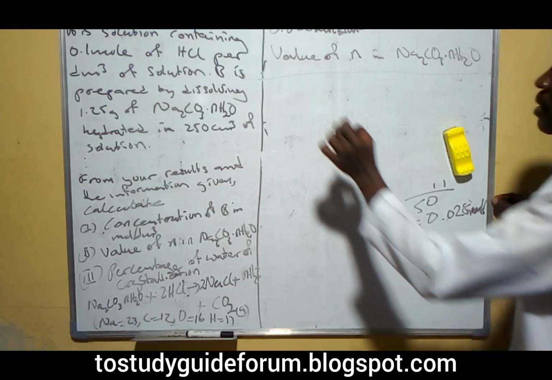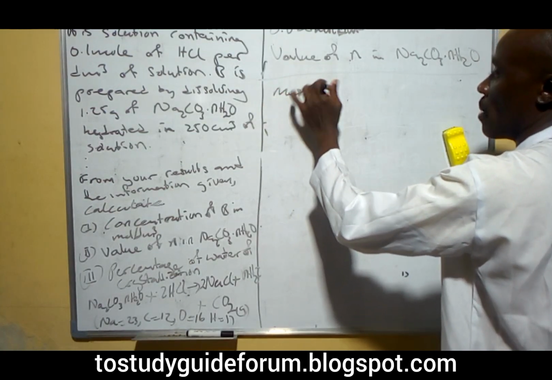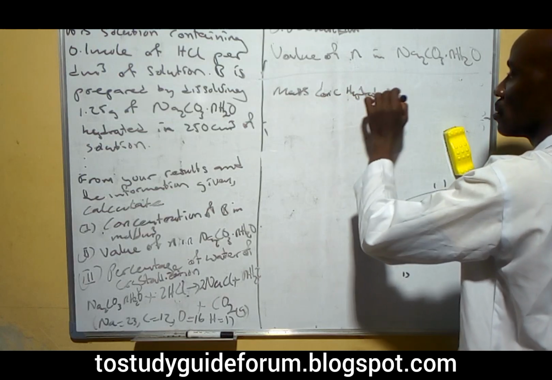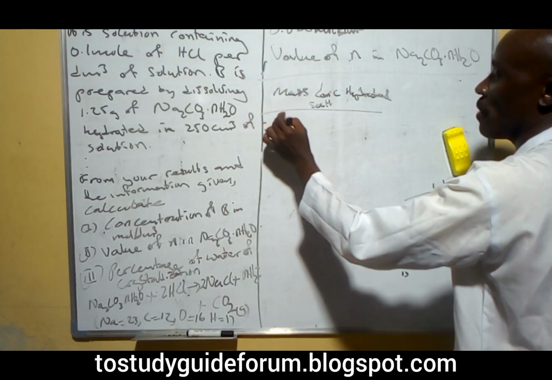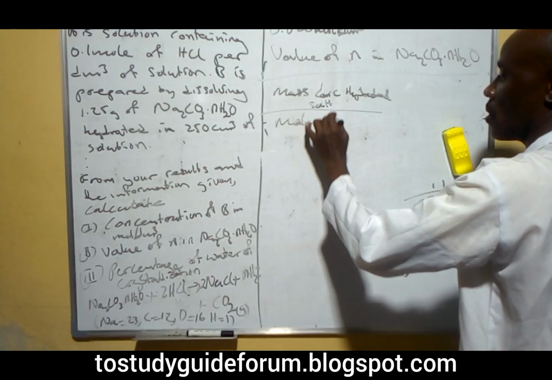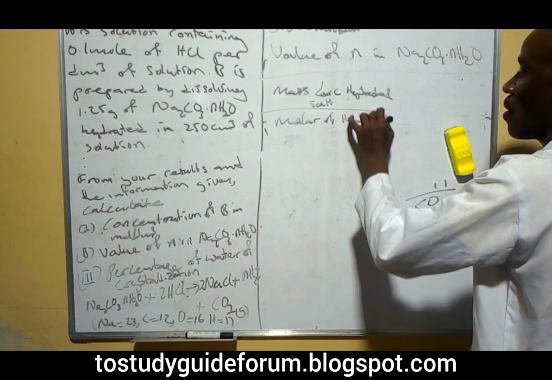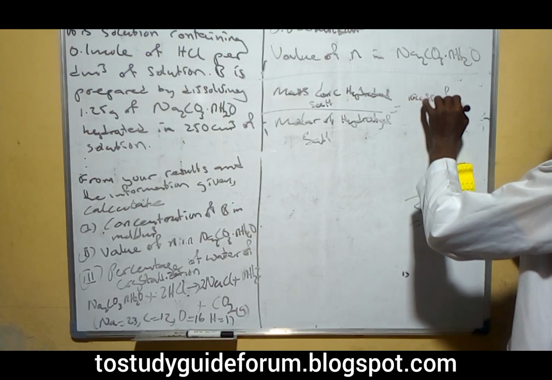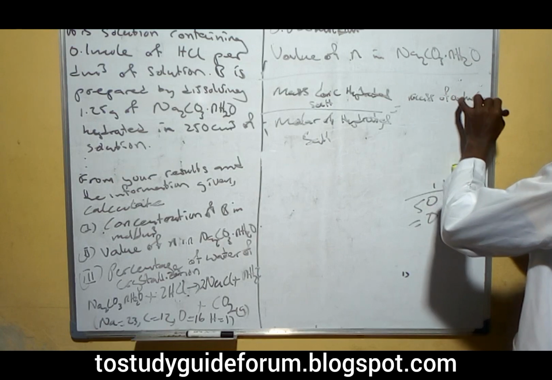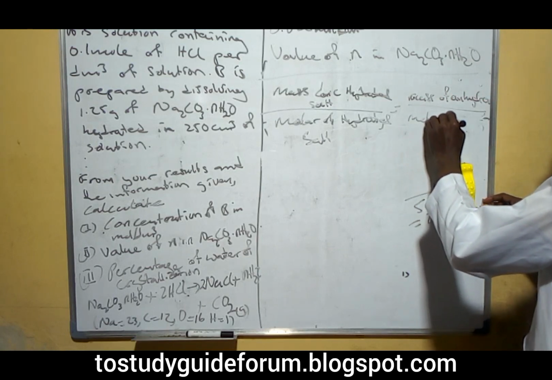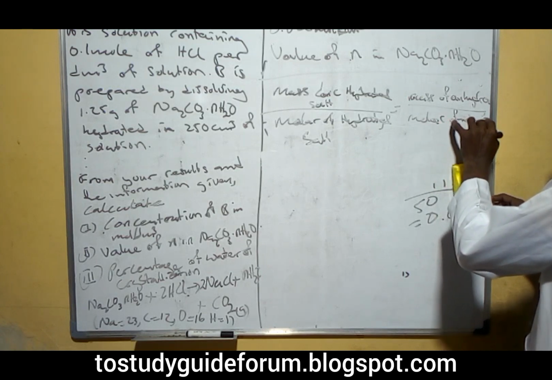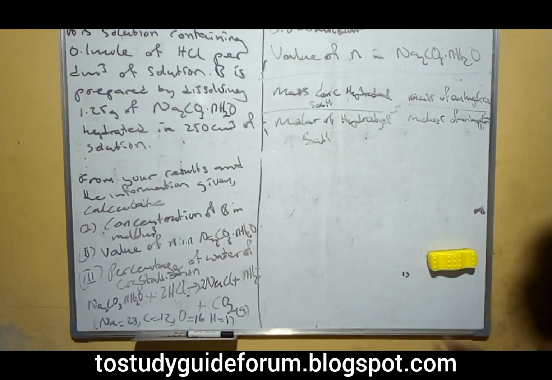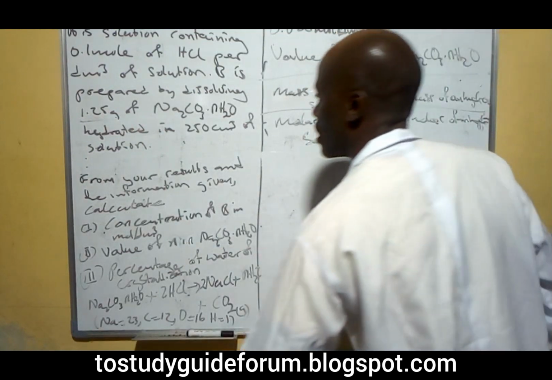So what we have here will be the mass concentration of hydrated salt over the molar mass of hydrated salt, equal to the mass concentration of anhydrous salt over the molar mass of anhydrous salt. Let me just do it like that. So what we have here is the mass concentration of hydrated salt. From here we know that the hydrated salt is the one we have here.